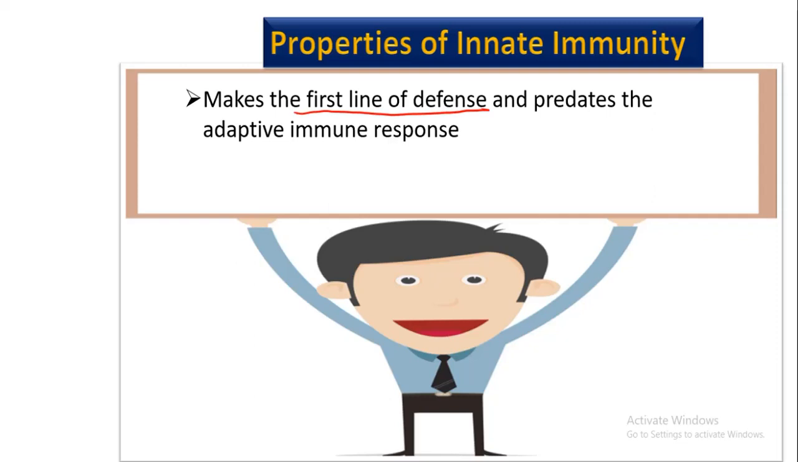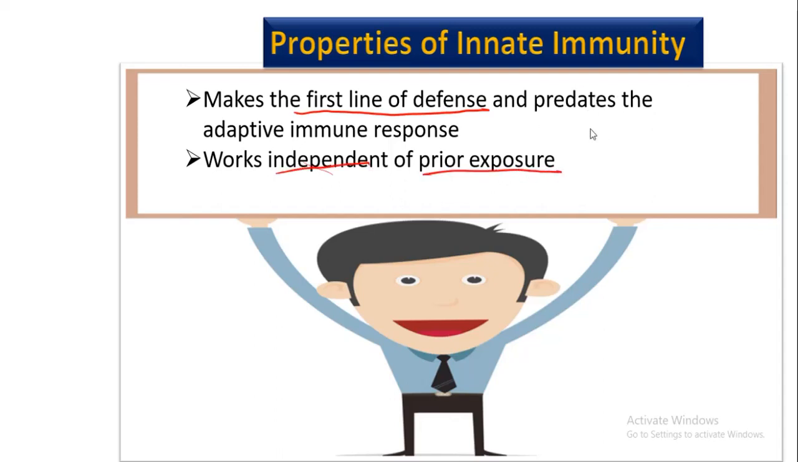And one, it works independently prior to exposure. So what does this mean? It works independently prior to exposure. So you find that the body already has the monocytes. The body already has the skin. The hydrochloric acid is already there.